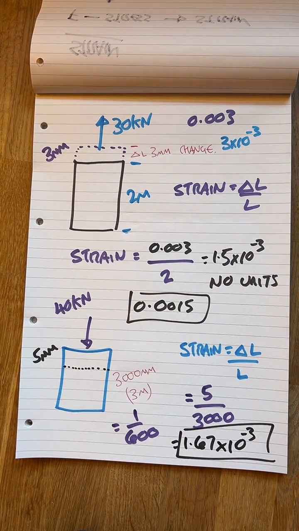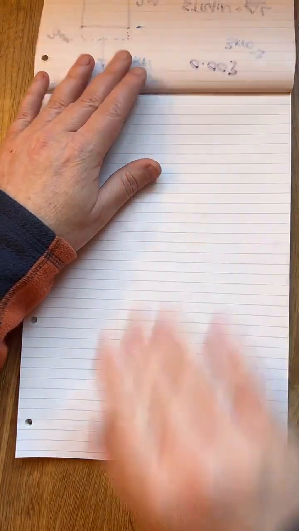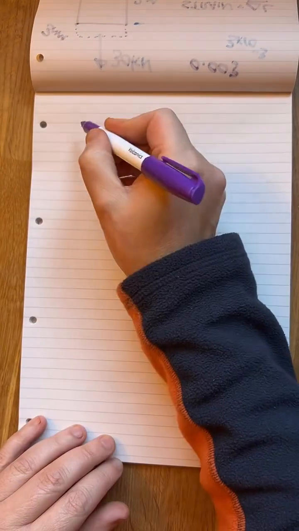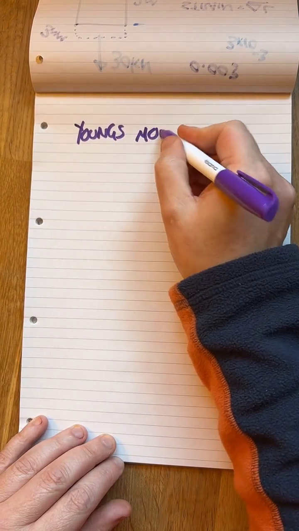So we've done stress and strain. Very common in engineering. You'll do it in A-levels, GCSE, engineering, and so on. While we're there, we'll do one more thing. I'm going to do now a thing called Young's modulus. You might have done Hooke's law.